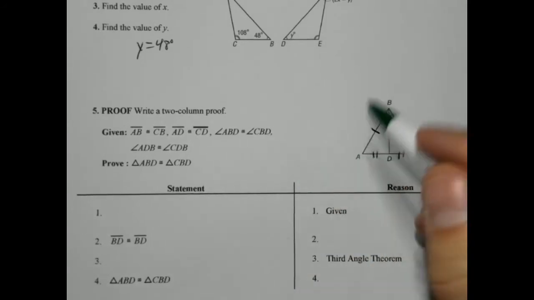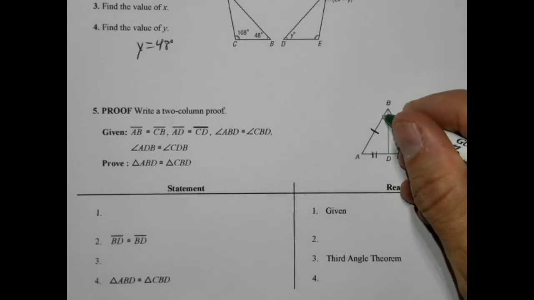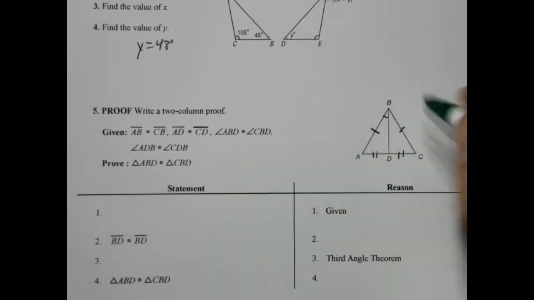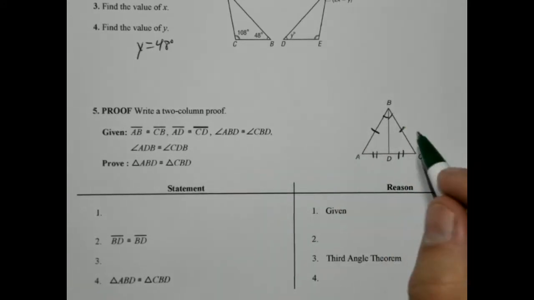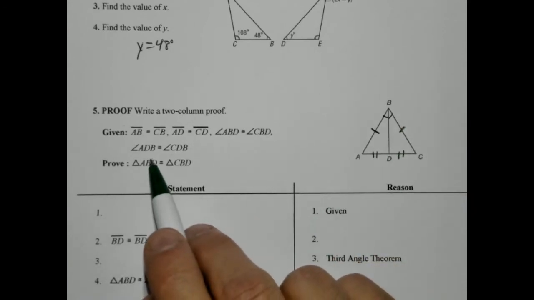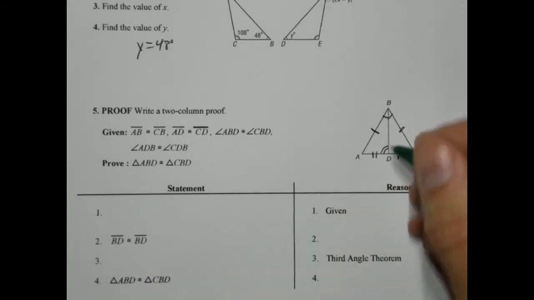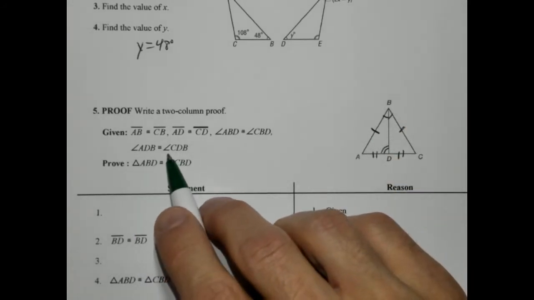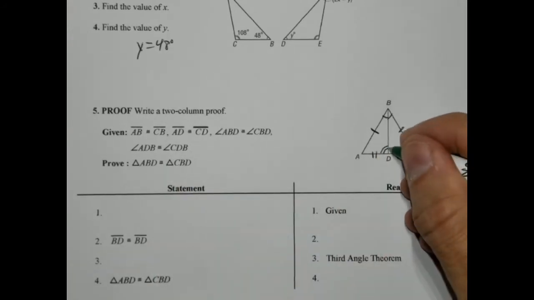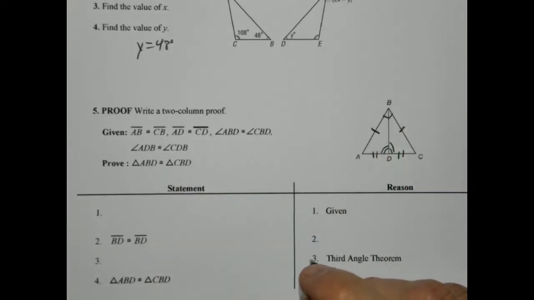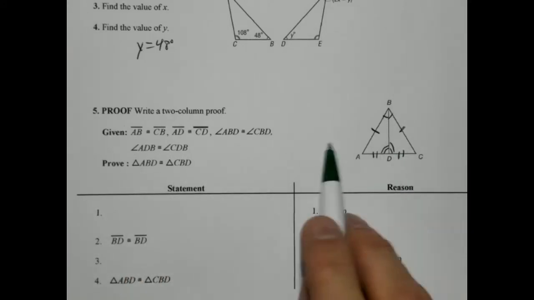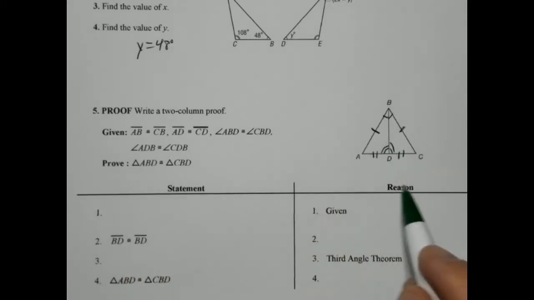Angle ABD, which is here, is congruent to CBD, which is here. You can see with the notation I find it to be easier for myself, honestly. And then angle ADB, which is here, we'll do 2 arcs, is congruent to angle CDB, which is here. And then it's asking us to prove that these 2 triangles are congruent to one another.